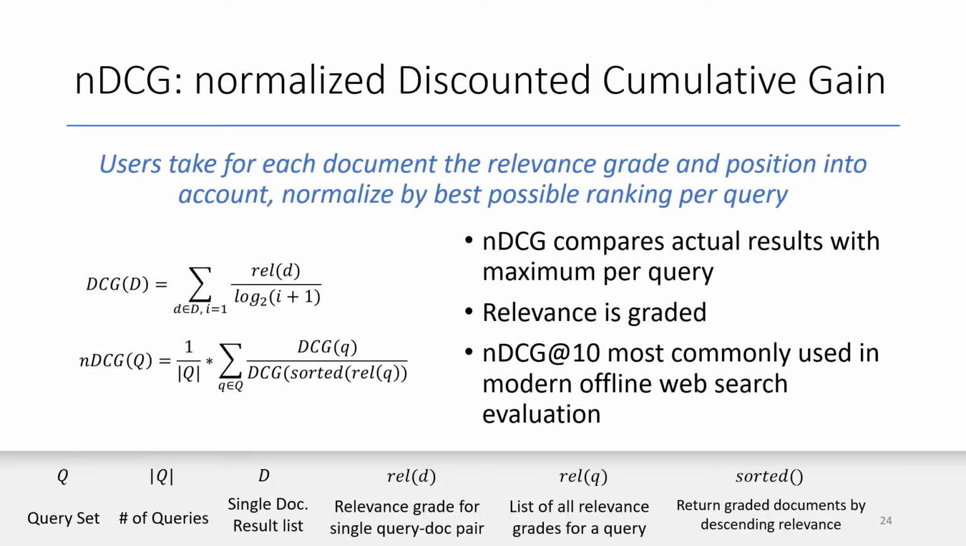All right, nDCG, the normalized discounted cumulative gain. We can think about that as taking, for each document, the relevance grade and the position into account, and then we have to normalize that by the best possible ranking per query. We compare the actual results with the maximum achievable results per query. The relevance is graded, and nDCG at 10 is most commonly used in modern offline web search evaluation.